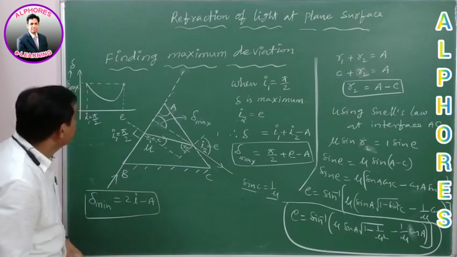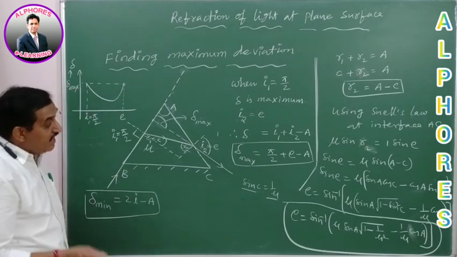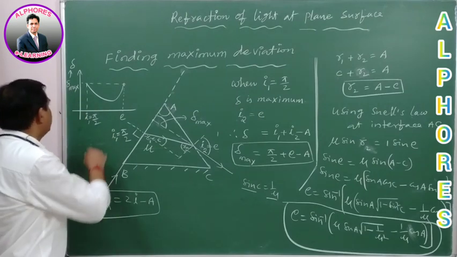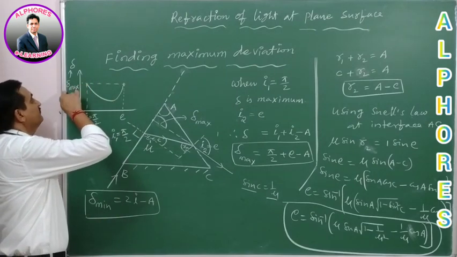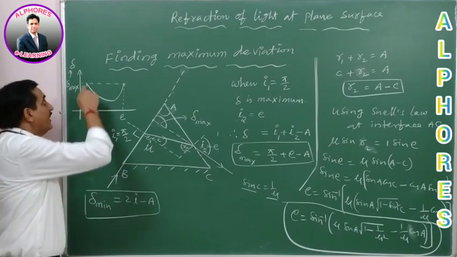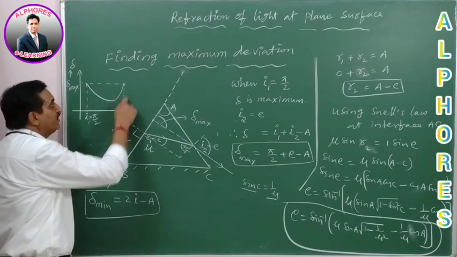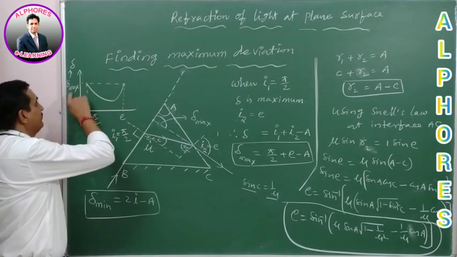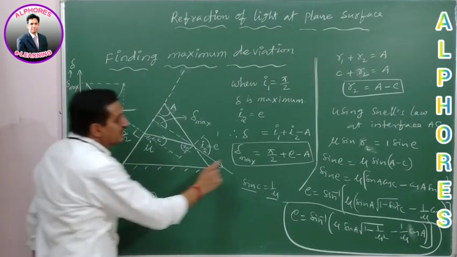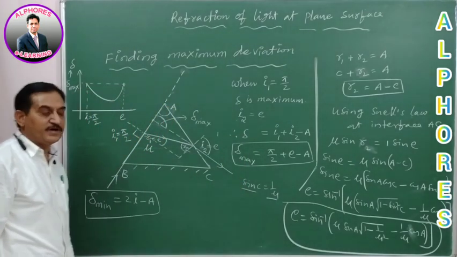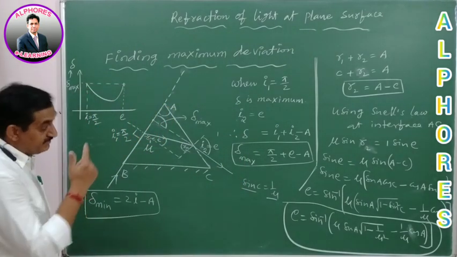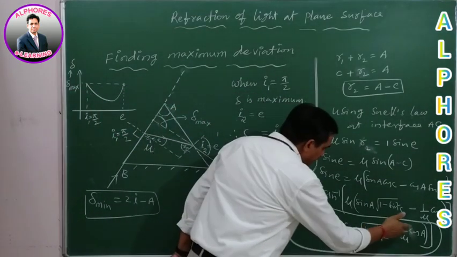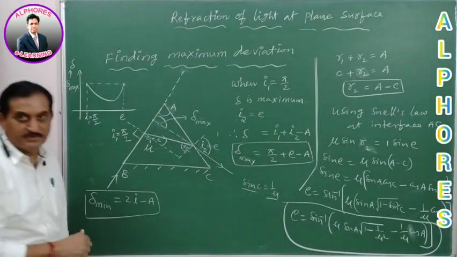One more point. By the law of reversibility, in the graph we can observe that the maximum deviation is shown as delta max. Angle of incidence is pi by 2. Angle of emergence is E. And what is the maximum deviation suffered? Delta max, this one. So that is the formula that gives it, whatever the angle of prism is given, and by substituting all these values, you will get the maximum deviation.